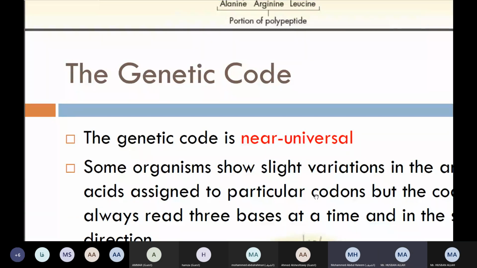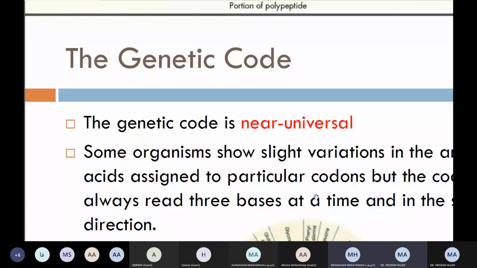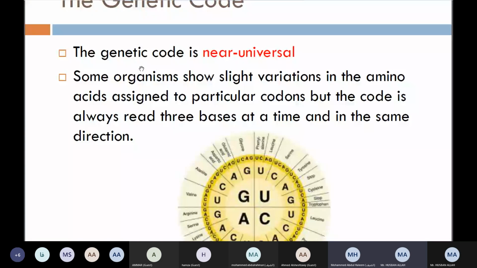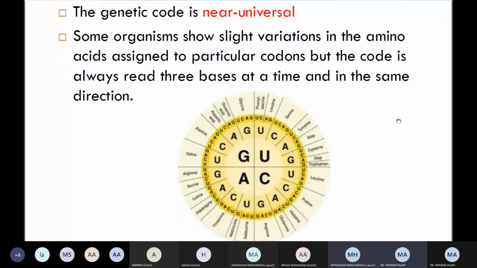Okay, the genetic codes. This is about the genetic codes, we have taken it just to look if there is any changed point. The genetic code is near universal for all, right? The genetic codes will only code for the 20 amino acids. So overall, it will be near universal. Some organisms show slight variation in the amino acid assigned to particular codons, but the code is always read 3 bases at a time and in the same direction. So it is the same in all organisms, right?